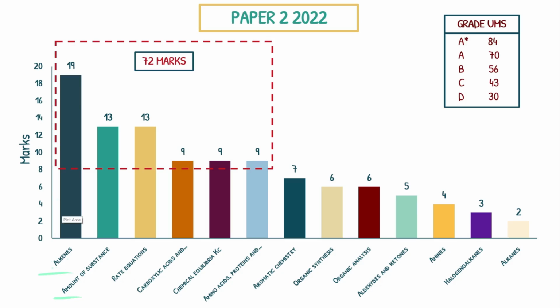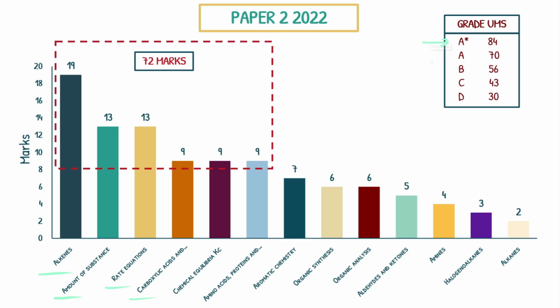Next up, with amount of substance. I'm still laughing about this. It went from 2 marks to 19. That is just mental. Amount of substance is 13. Rate equations 13. Carboxylic acids and derivatives is 9. Then we have KC is also 9. Amino acids is also 9. And then it dips down a little bit down here.